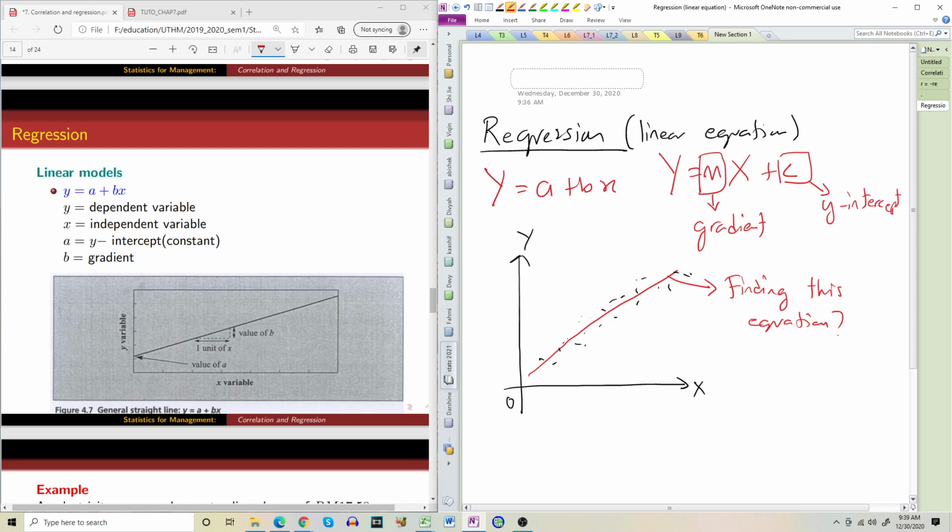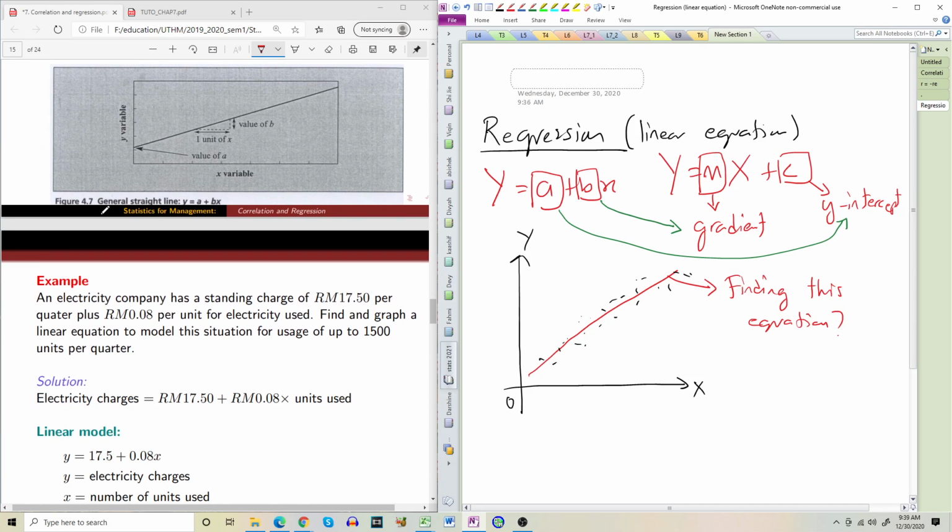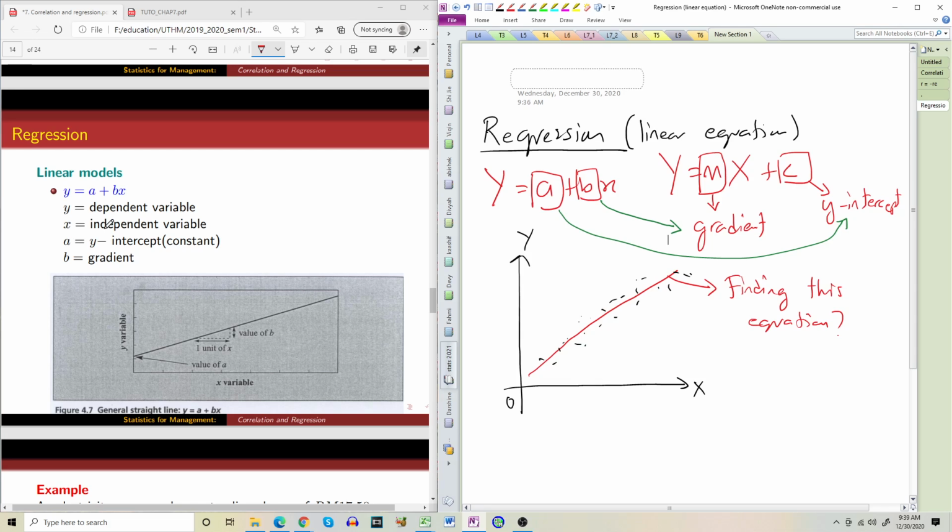A plus bx. What is your A? It is exactly the same with this. What is your B? It is exactly the same with this. The coefficient of x is the gradient, and the constant, the one without x, is your y-intercept. That's what I have written in the slide.